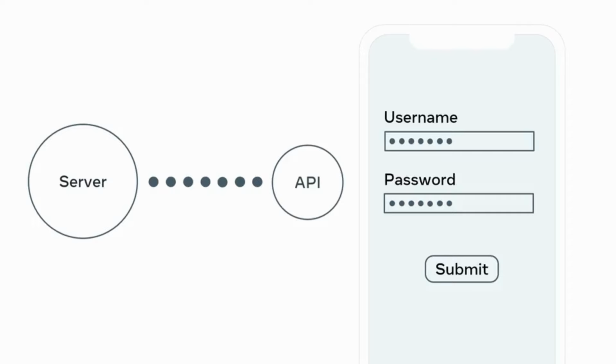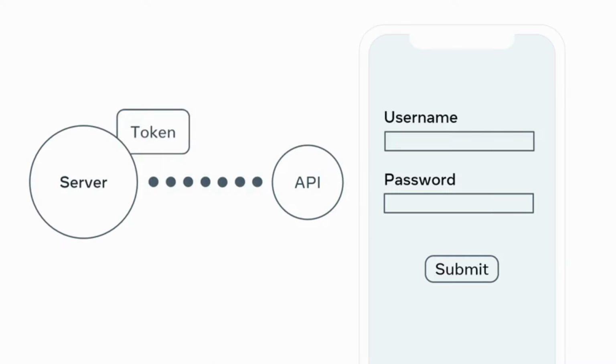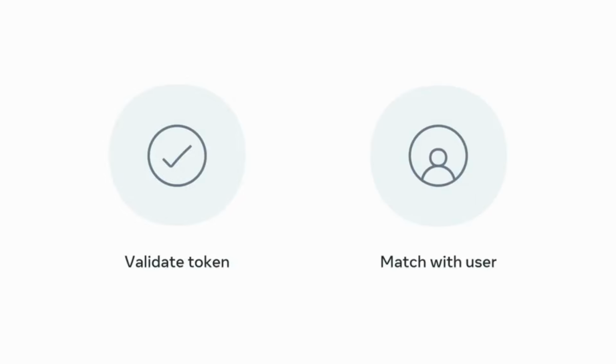If the credentials are okayed, the server generates a unique piece of string. This token is long, hard to read, and contains alphanumerical characters and symbols. The server can decide for how long a token will be valid and when it expires. The client sends new API requests and includes this token in the header. Server-side scripts then check if the token is valid or if it has expired. Then it finds which user this token belongs to.